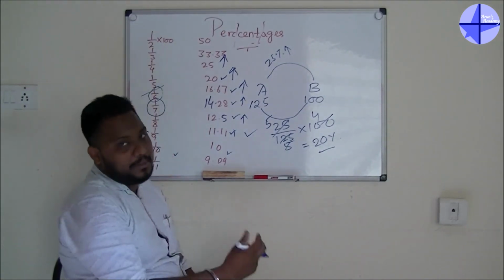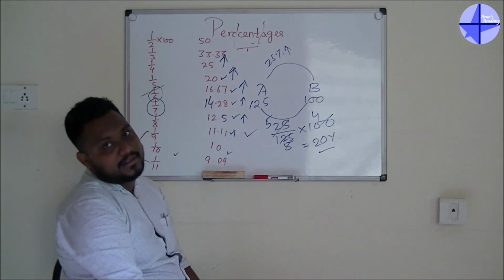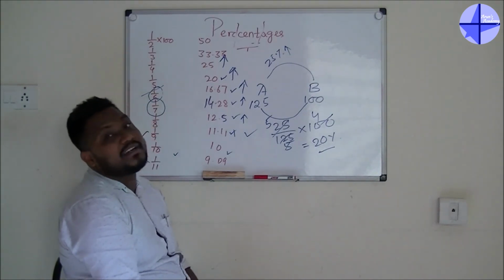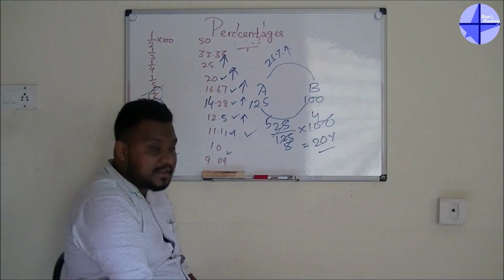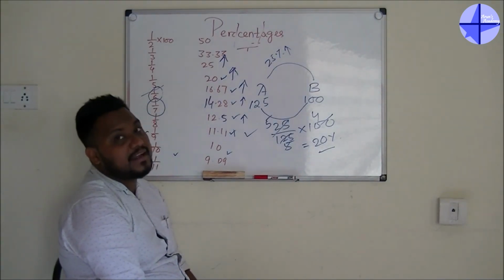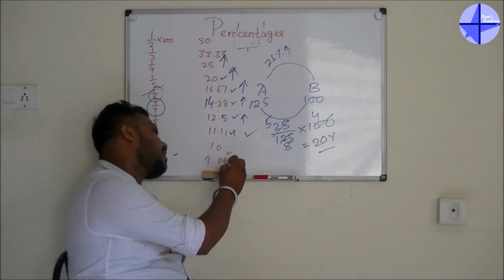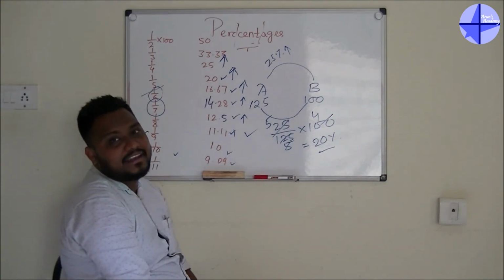To check you people, I will give you another example. Let's take the same thing with 10% greater. Like A's salary is 10% greater than B's salary. Then by what percentage is B's salary lesser than that of A? Answer is 9.09%.